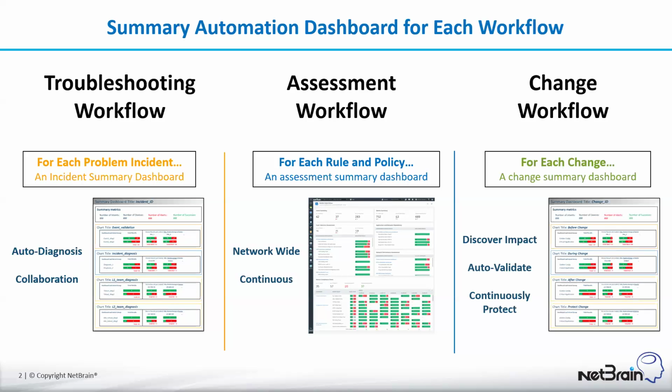And the third workflow is the change workflow. So for each change, we can have a dashboard that has automations that are running before, during, and after the change, right? And this is all in order to protect the change. We understand before the change what impacts there could be. During the change, we validate if any impacts actually happened or are occurring, while also, of course, validating that the change went into place. And then after the change, we're going to continuously protect. So any of those checks that we want to now make a continuous assessment, we're able to do that as well.